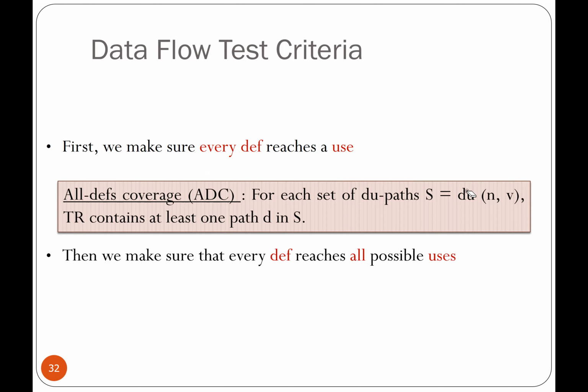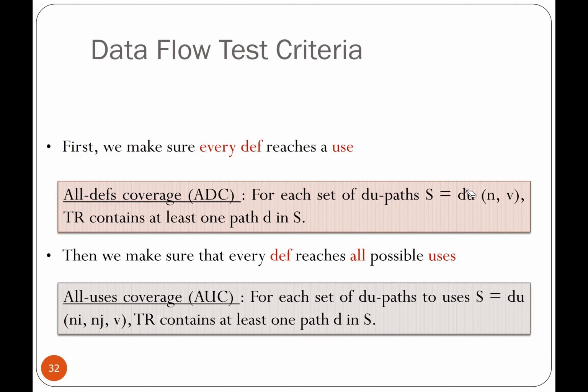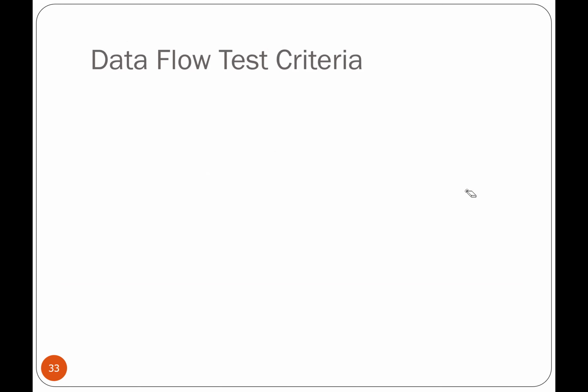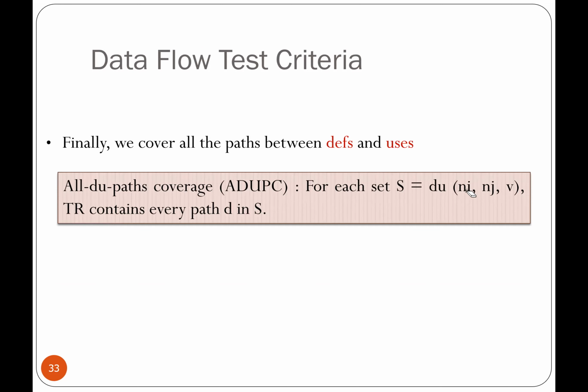The second level is making sure that every def of a variable, we're trying to connect it to every place where it got used. And this is called the all uses coverage. But there's even one more level up, okay? And the one more level up is called the all DU paths. And you say, how the heck is there one more level up? We already, in the last coverage criteria, said for every def, trying to find every use. Well, sometimes you can reach a use through multiple paths, okay?